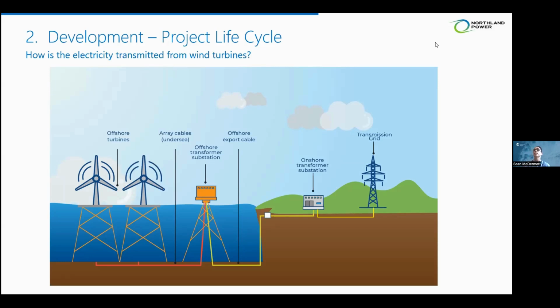At the onshore transformer station, it's stepped down again and put into the grid. So the offshore developers are typically responsible for everything from the turbine through to the onshore substation. And that can vary by jurisdiction. In some jurisdictions, the offshore substation is managed by the grid operator.